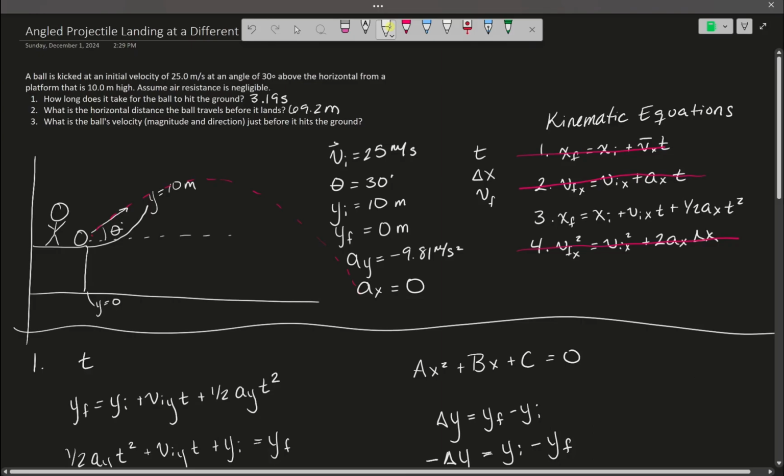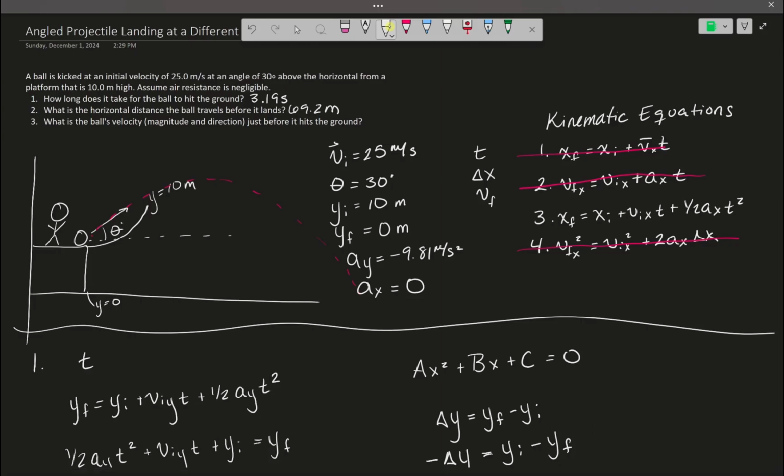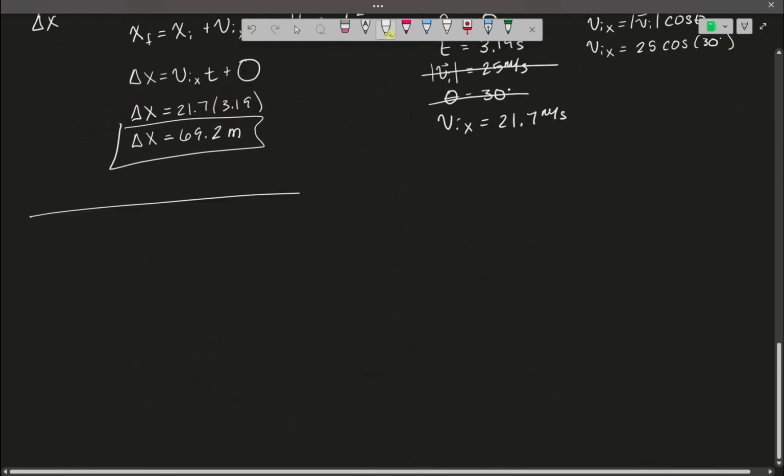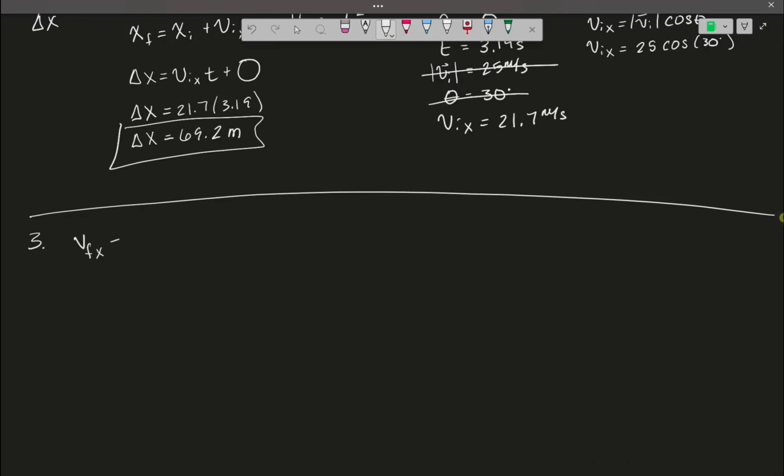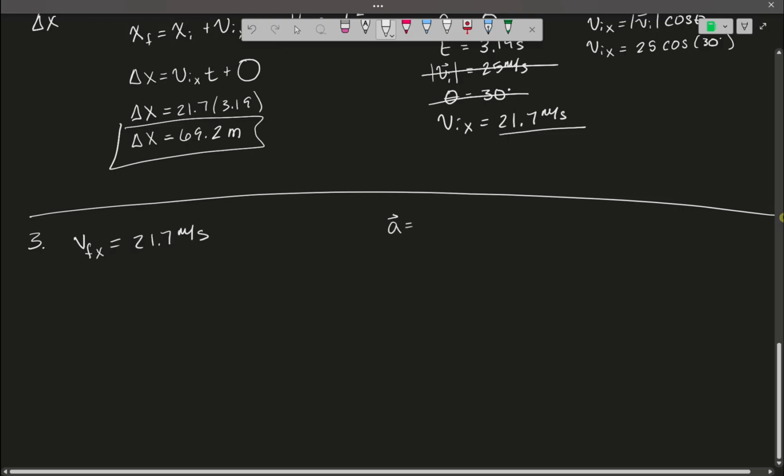The last thing it wants us to determine is what is the ball's velocity just before it hits the ground, and I want the magnitude and directionality. So I'm going to want the magnitude and the angle of this. Right away, I know that because there's no acceleration in the x direction, my velocity in the x direction isn't changing. So I can go ahead and write down that my final velocity in the x direction is going to be this 21.7 meters per second, because by definition, acceleration is a change in velocity over a change in time.